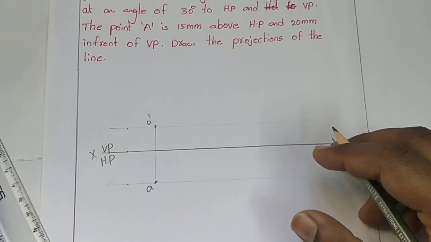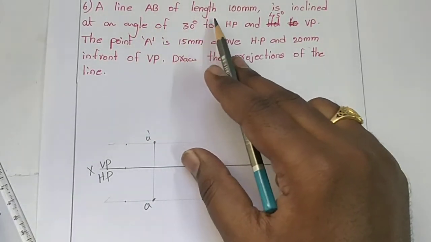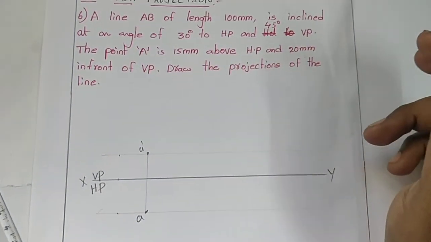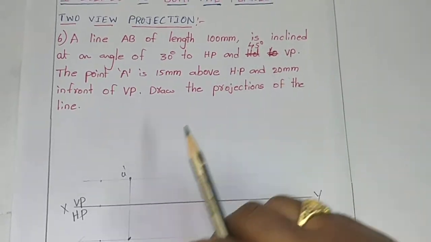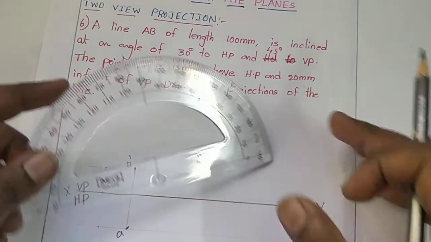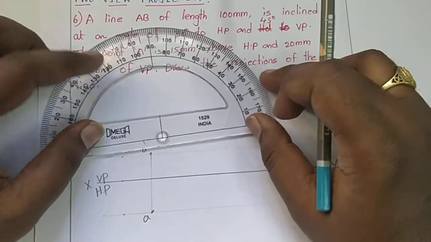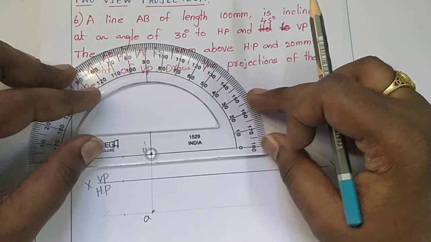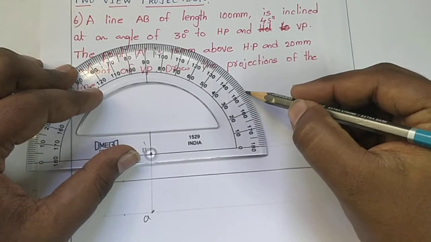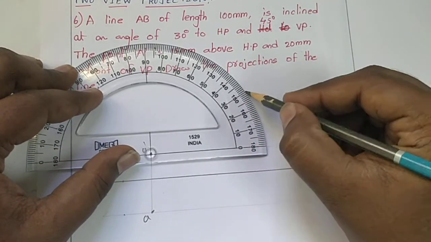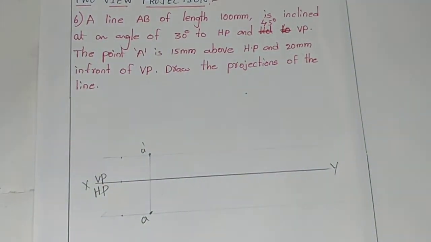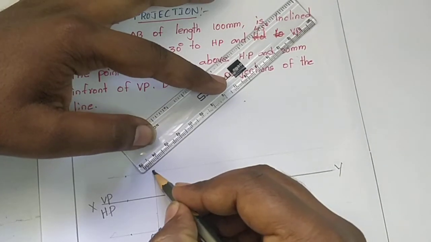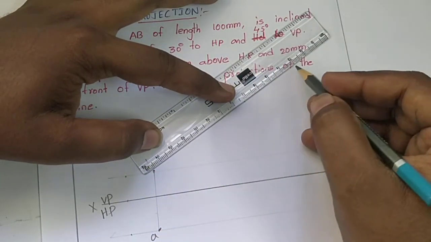Here the line AB is inclined at an angle of 30 degrees to HP. For that, from A dash I am drawing the 30 degrees inclined line. So place the protractor at A dash, with the baseline parallel to XY. Measure 30 degrees angle. Next, by using the scale, join A dash and the 30 degrees point.